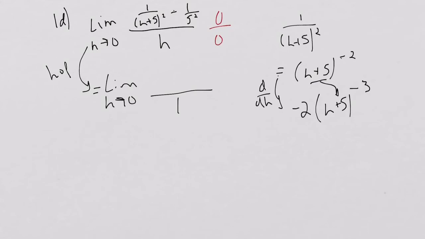Now, I'm going to rewrite that so that it's easier to evaluate. I get negative 2 over (h plus 5) cubed.